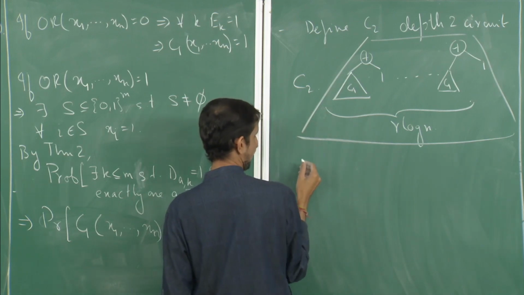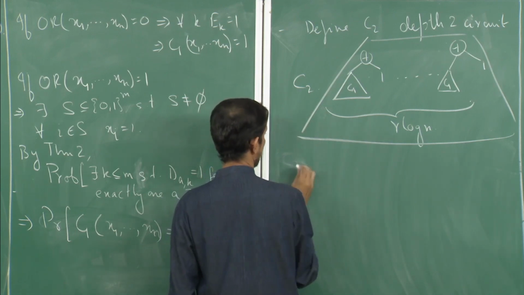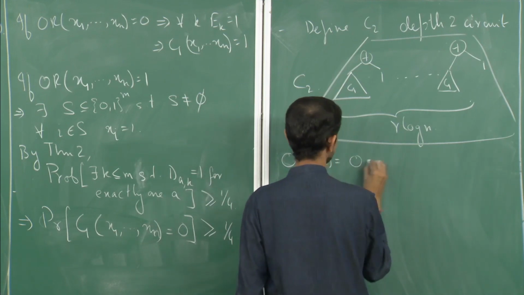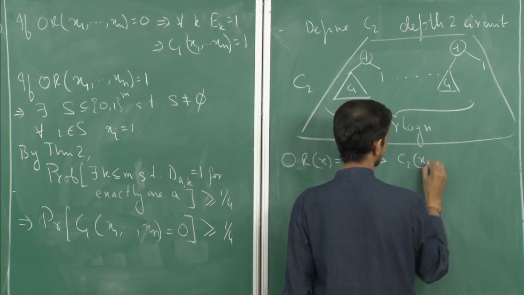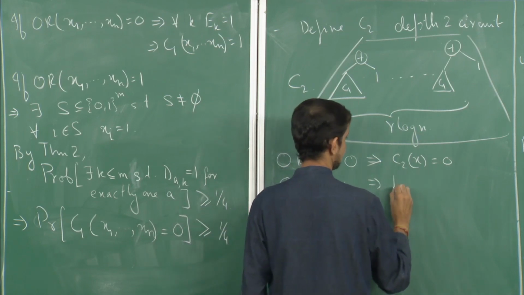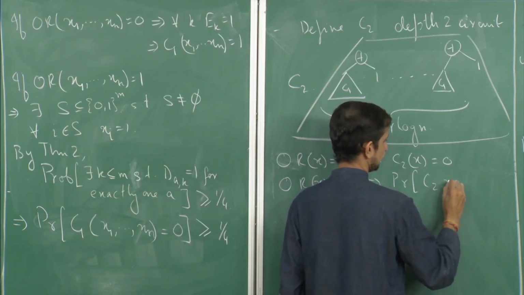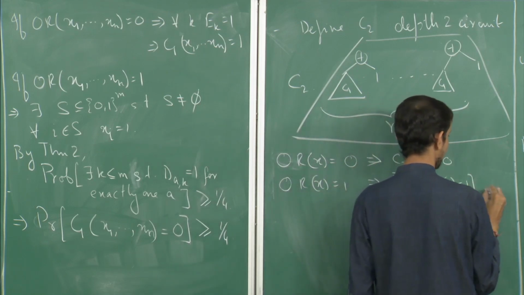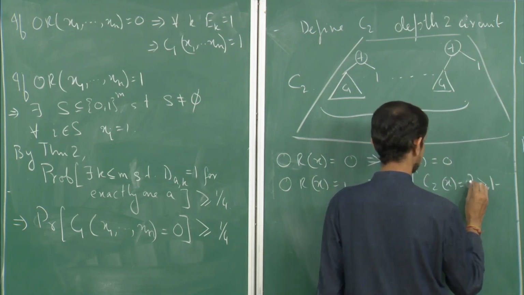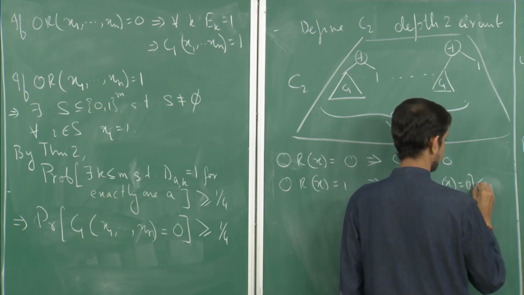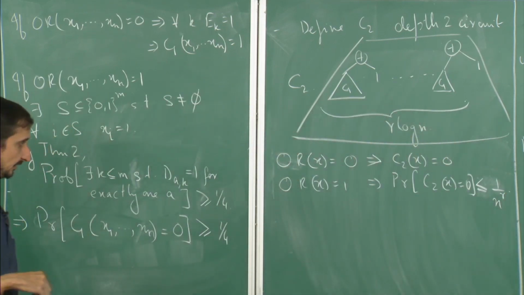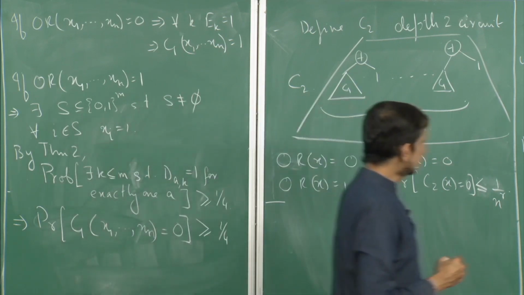Therefore, R of x equal to 0 implies C2 of x is equal to 0, and R of x equal to 1 implies that the probability that C2 of x is still 0 is at most 1 over n to the power r. So does this complete the lemma?